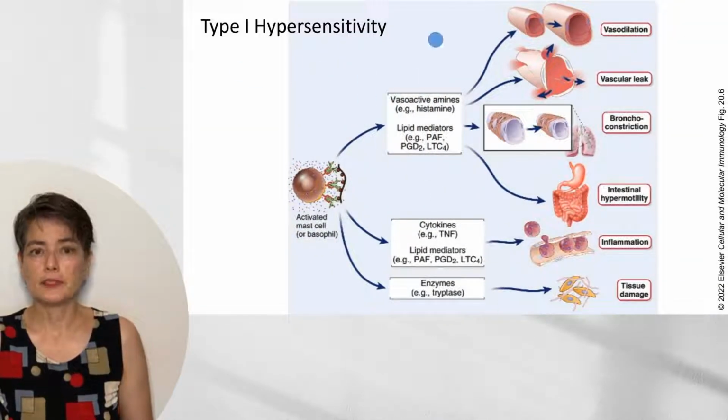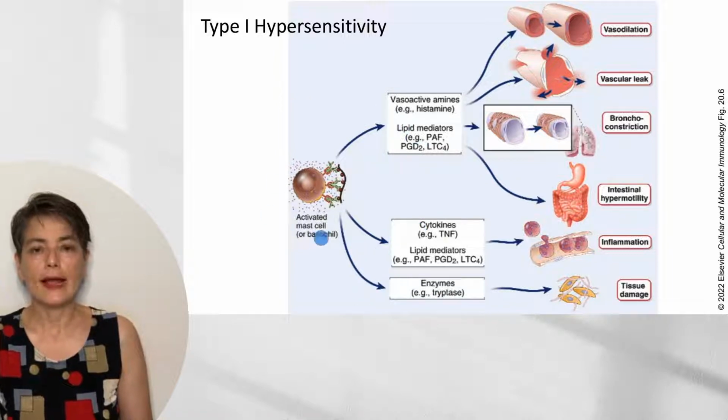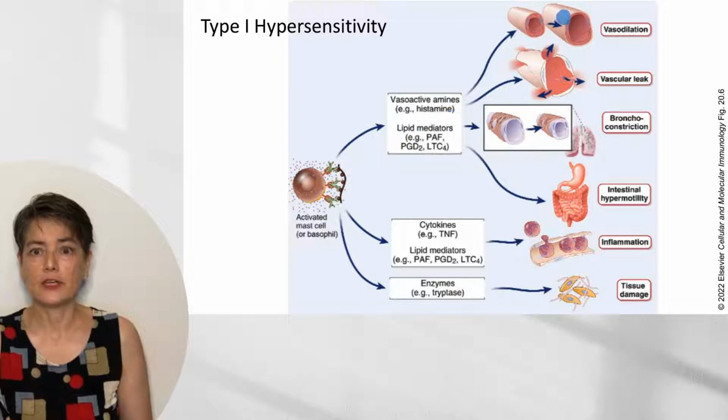So type 1 hypersensitivity is something we'll be talking about when we talk about immunopathology in Robbins and Kumar Basic Pathology. But I wanted to bring this in here so you can see how these different mediators have an impact on the body. So if you have an activated mast cell or basophil, we're going to get release of all of these different mediators. So your vasoactive amines, such as histamine, which are going to cause vasodilation, and that's also going to cause vascular leak and edema.